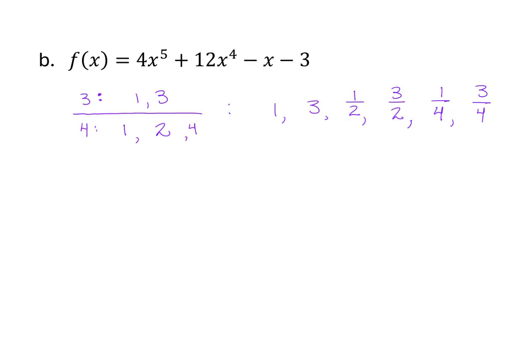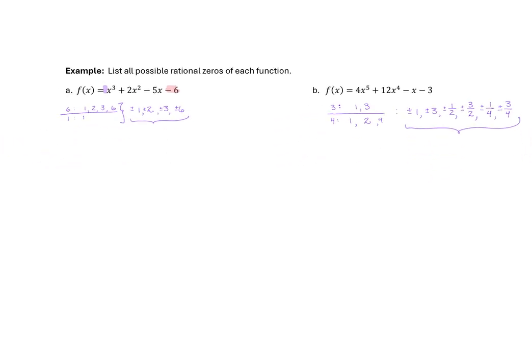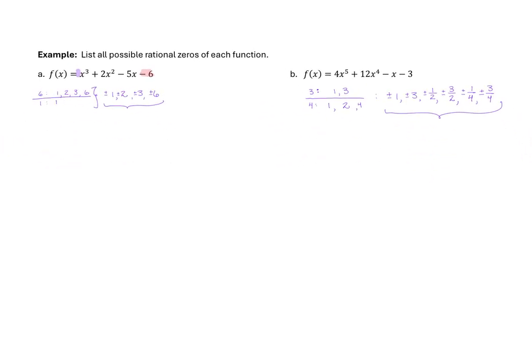So we take every number that's in the top, we divide it by every single number that's in the bottom. Doesn't matter how you organize this, but make sure that you're doing this in some kind of organized fashion and not just going random. The last thing that we need is to add in our plus and minuses. So those are all of my possible rational zeros.